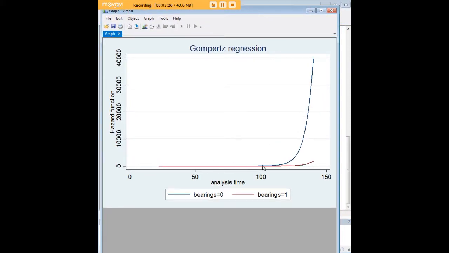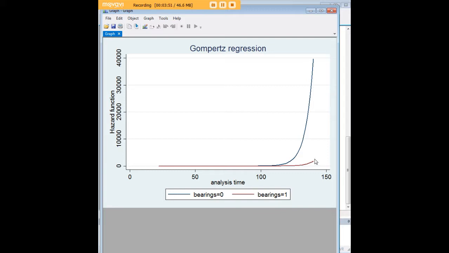You see that the hazard's pretty low for both no new bearings and new bearings until about here, I guess about day 110 or so. And then they really start to separate. And we see that the hazard of the no new bearings machines failing really goes up very, very quickly here. And for the machines that have new bearings, it's kind of muted.